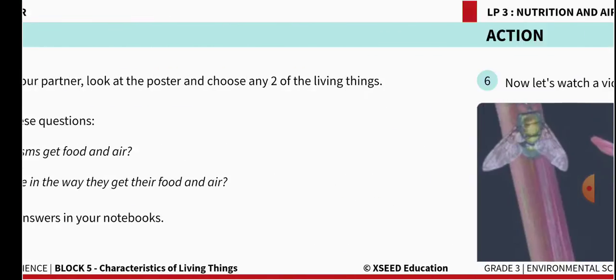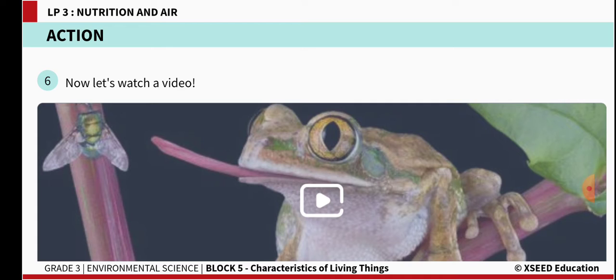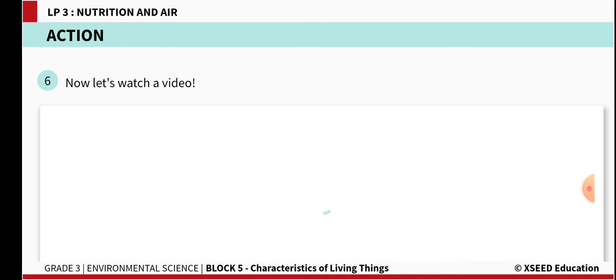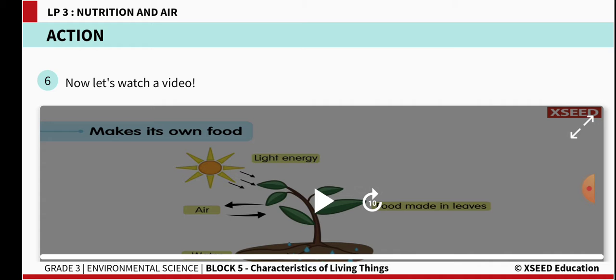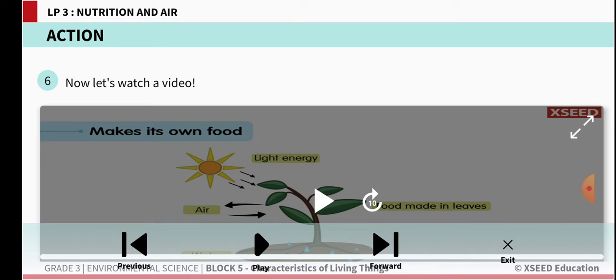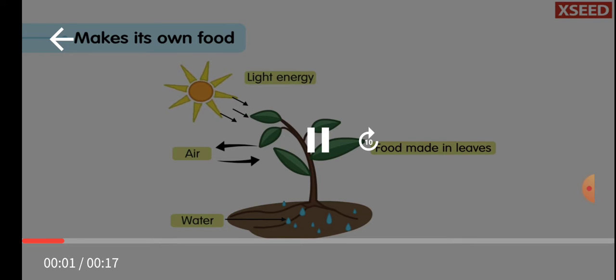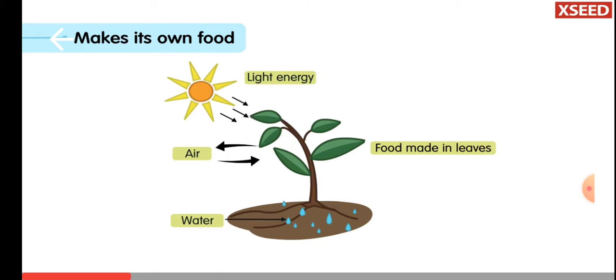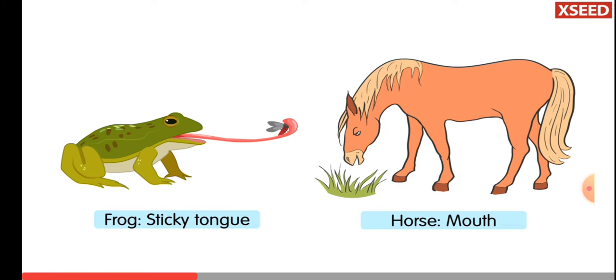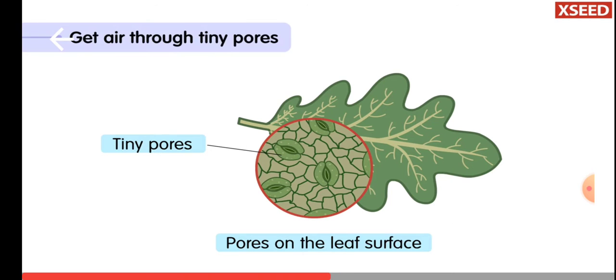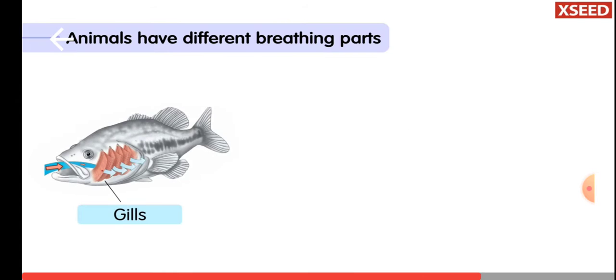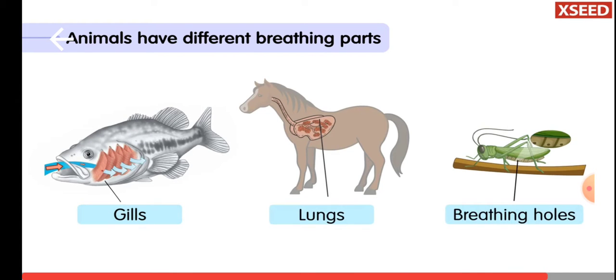Before going to the discussion, you see this video, you will understand more about organs for different animals, what they are using for breathing. Plants make their own food, and animals eat plants or other animals. Plants get air through the pores on their leaves, and animals have different breathing parts.